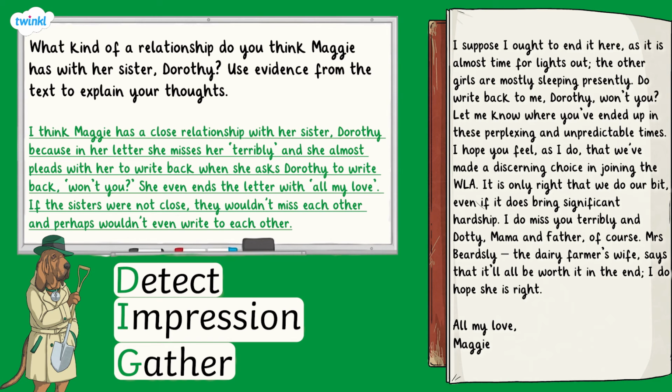I think Maggie has a close relationship with her sister Dorothy because in her letter she misses her terribly and she almost pleads with her to write back when she asks Dorothy, "Won't you?" She even ends the letter with "all my love." If the sisters were not close, they wouldn't miss each other and perhaps wouldn't even write to each other. How did you do? Excellent work if you got that one right.